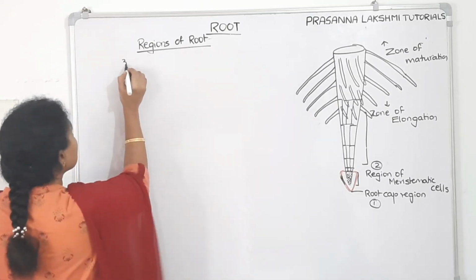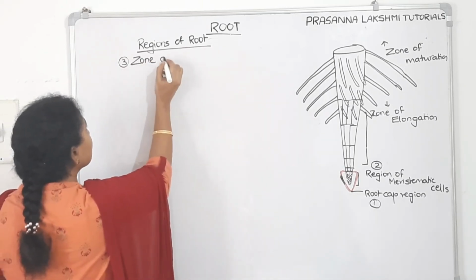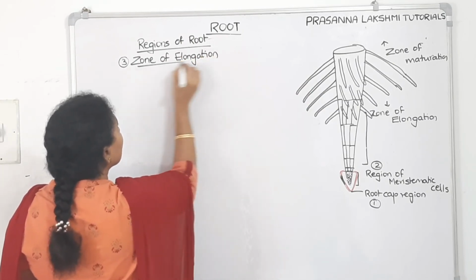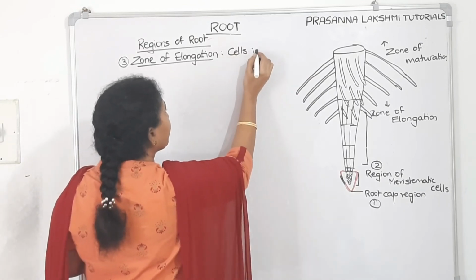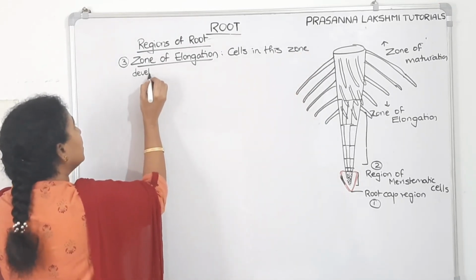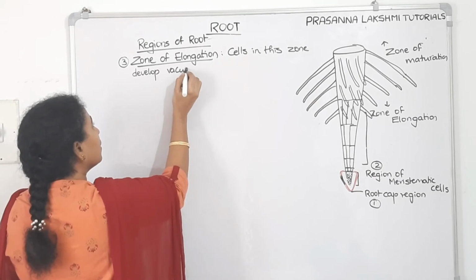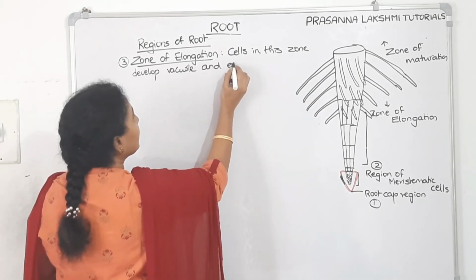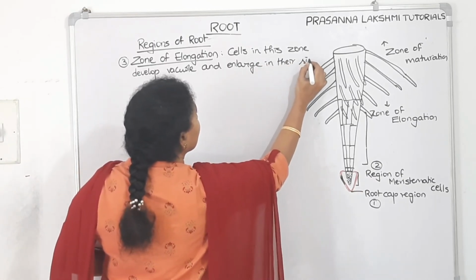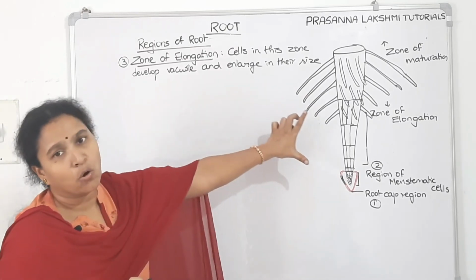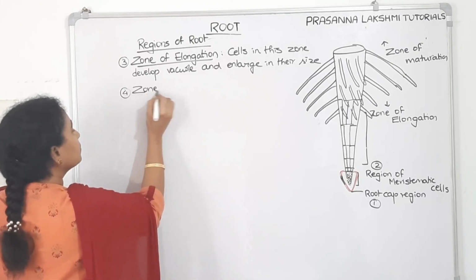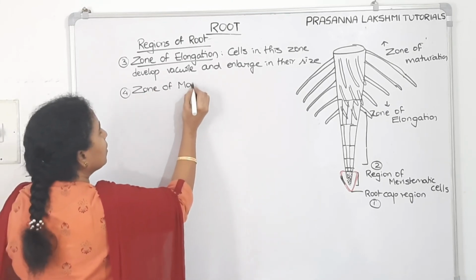So the third region, which is called zone of elongation, we are telling, cells in this zone develop vacuole and enlarge in their size. That is why the root is growing. Now the last zone is called zone of maturation.